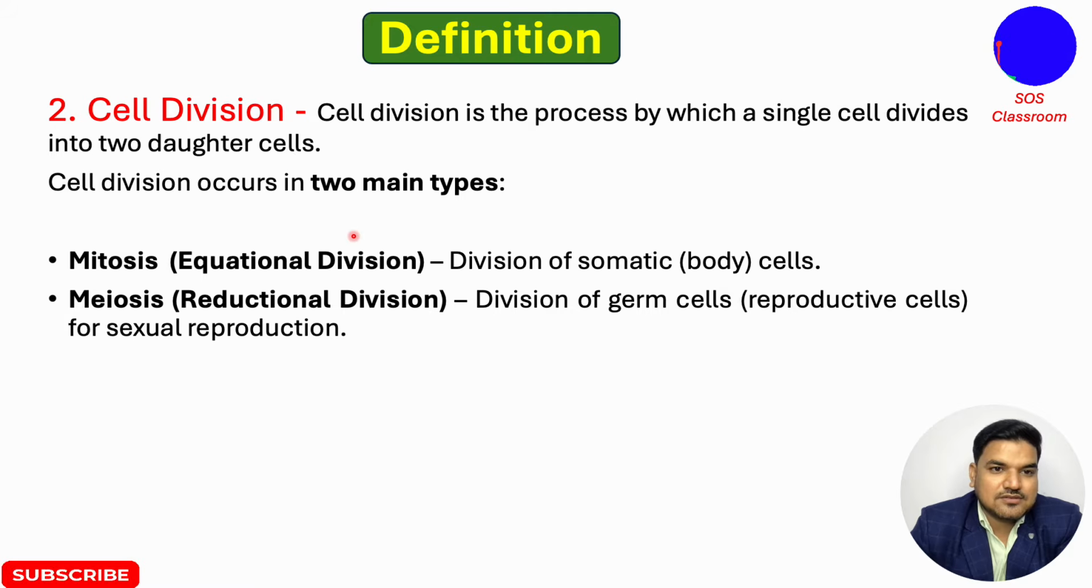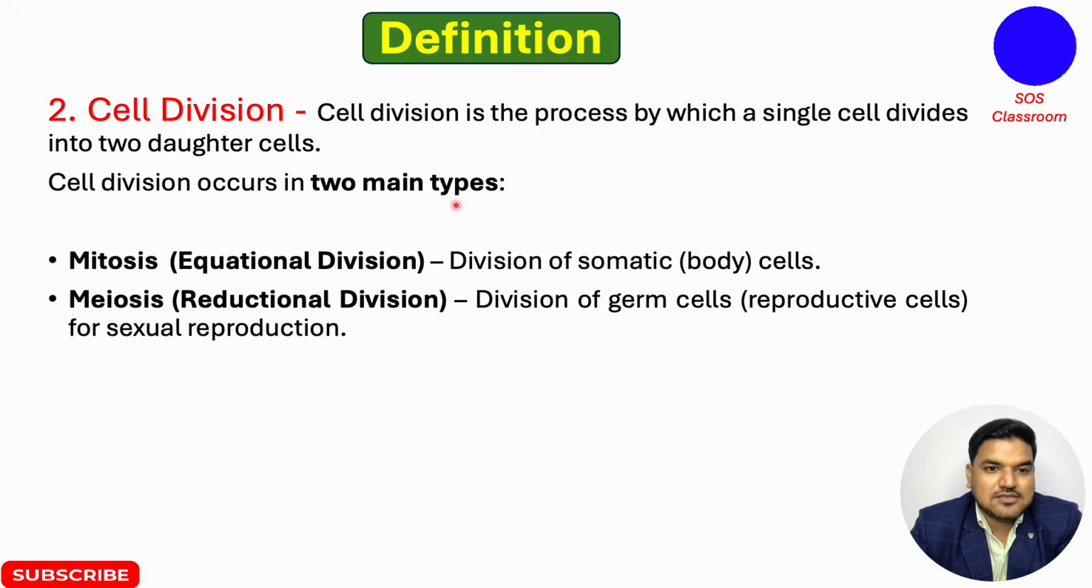So what is cell division? Cell division means the process by which a single cell divides into two daughter cells. Two daughter cells form in mitosis and four daughter cells in meiosis. In mitosis there are two identical daughter cells, but in meiosis there are four non-identical cells. Non-identical means they are not comparable with the parent cell; there is no copy of the parent cell. But in mitosis, the daughter cells are just a copy of the parent cell.